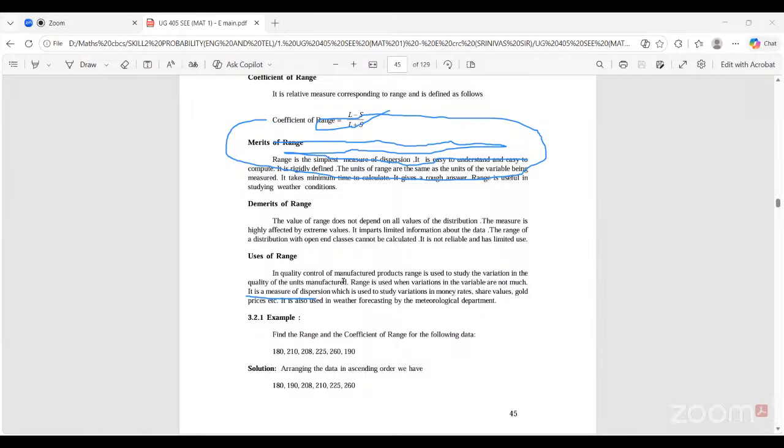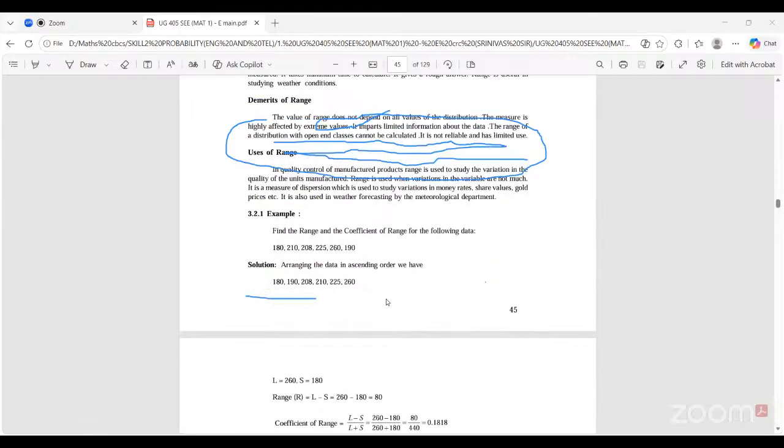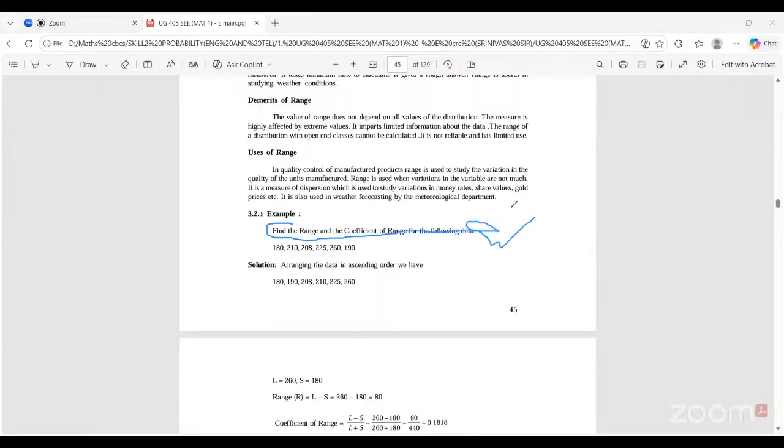Find the range and the coefficient of the range of the following data. What is the range? See here: 180, 210. This is not given in ascending order; it is in random order. So 180, 190, 208, 210, 225, 260. I have given the ascending order. The highest value is 260, the lowest value is 180. The range is 260 minus 180, which is 80.